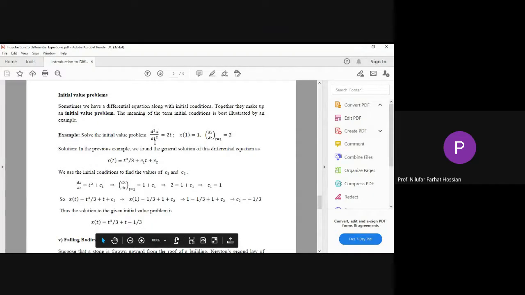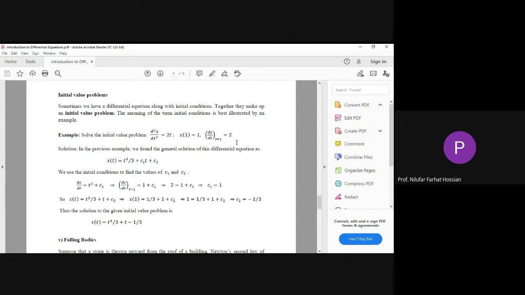It was d square x by dt square equal to 2t. And these are the initial conditions given to you. X of 1 equal to 1. What does it mean? It means x is a function of t, where t is the independent variable and x is the dependent variable. So when t is 1, the value of x is 1. And the value of the derivative dx by dt, when t equals 1, is 2. So these two are the initial conditions given to you.